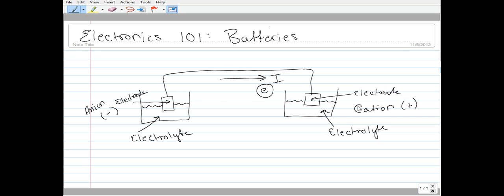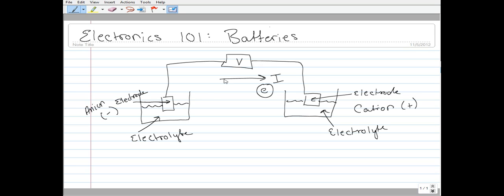Now, when you submerge the cation electrode in its electrolyte, what happens is it wants to take on extra electrons. So it's helping the anion reaction to move electrons through to the other side, and that creates current flow. And usually your device is going to sit right here in the middle of this reaction. Here's your voltmeter. And so that's how a battery works.